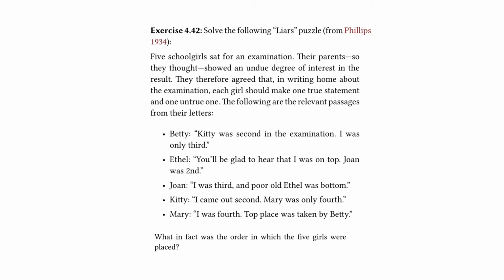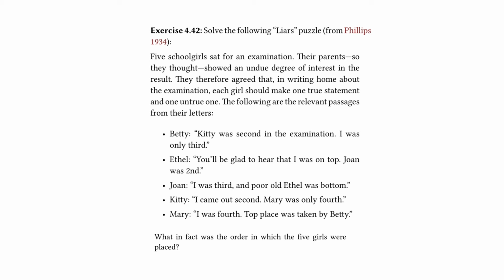And at this point, I believe we've got one more puzzle that's fun to work through that we're going to solve. So this one is called the Liar's Puzzle, and it says, solve the following Liar's Puzzle. 5 schoolgirls sat for an examination. Their parents, so they thought, showed an undue degree of interest in the result. They therefore agreed that in writing home about the examination, each girl should make 1 true statement and 1 untrue statement. The following are the relevant passages from their letters.